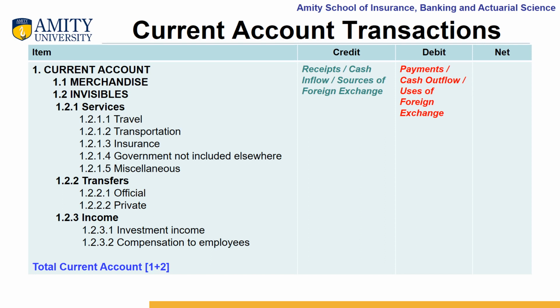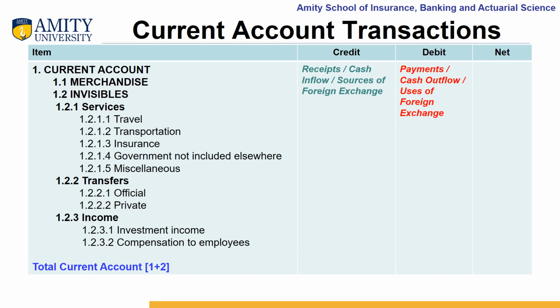So first component is merchandise, physical goods. Then we have invisibles, means services. So in these invisibles, the first component is services, which will include travel services, transportation, insurance, government not included elsewhere, and miscellaneous services. The second component of invisibles is transfer, which will include all the official transfers and private transfers.